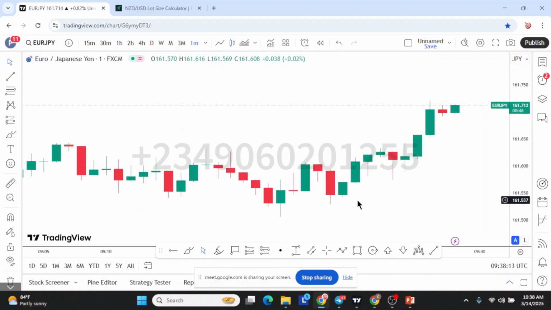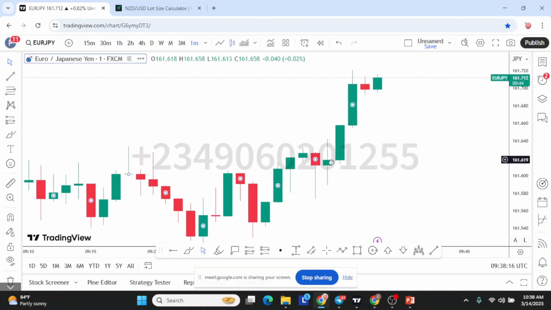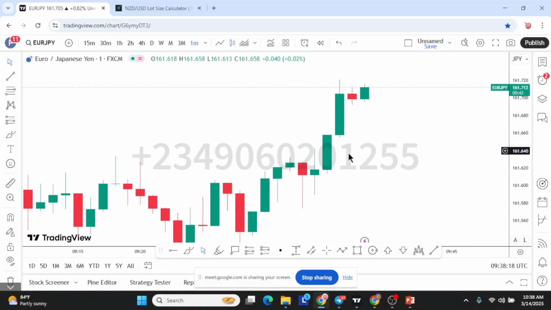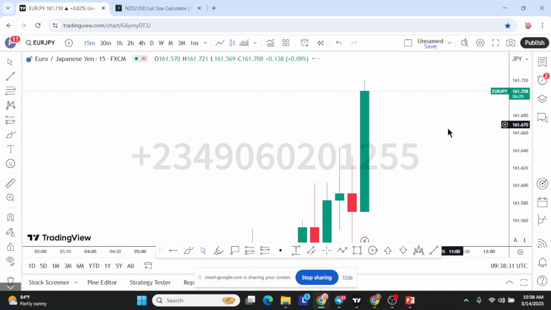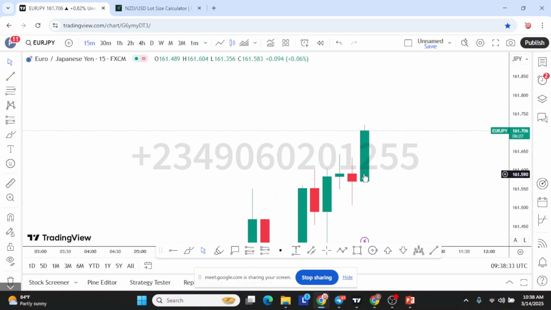We have different time frames, and for each time frame, a candlestick will form. As we are on the 1 minute chart, it means that every candlestick here will form for 1 minute. If we switch our chart to the 15 minutes, each candlestick here will form for 15 minutes.